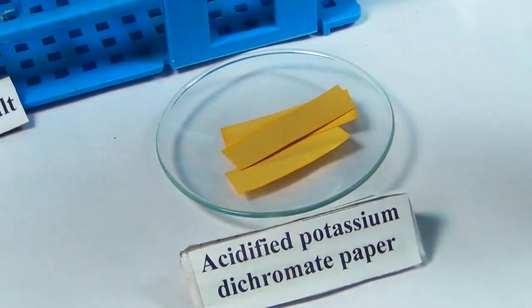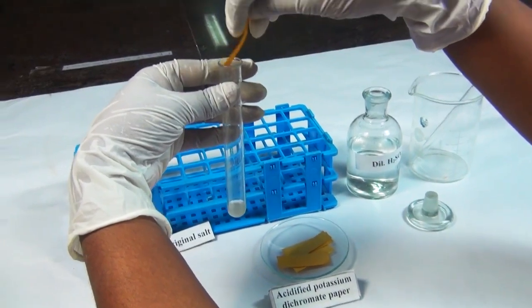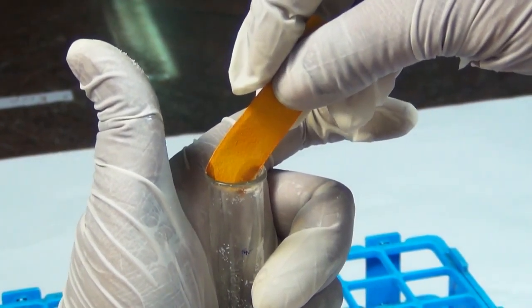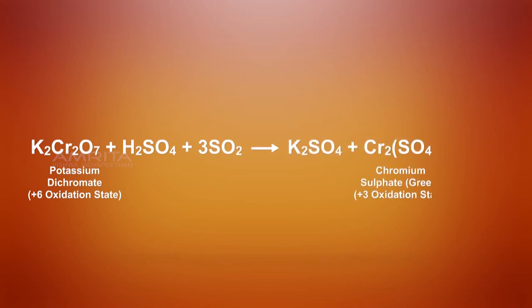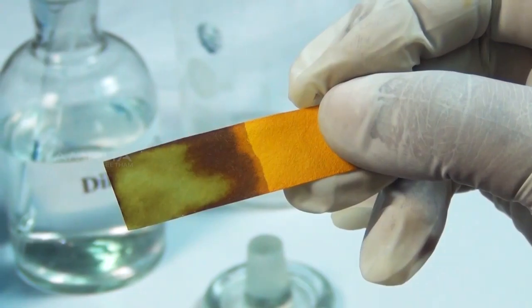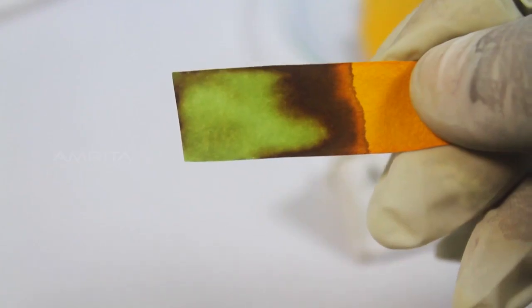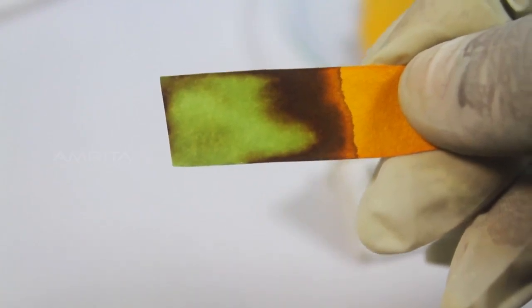Place an acidified potassium dichromate paper over the mouth of the test tube. In the presence of acid, sulfur dioxide reduces chromium in potassium dichromate from +6 to +3 oxidation state. Chromium in the +3 oxidation state gives green color to the acidified potassium dichromate paper.